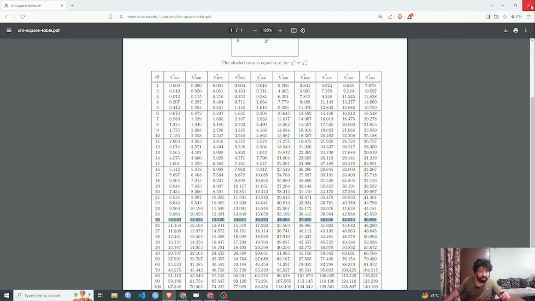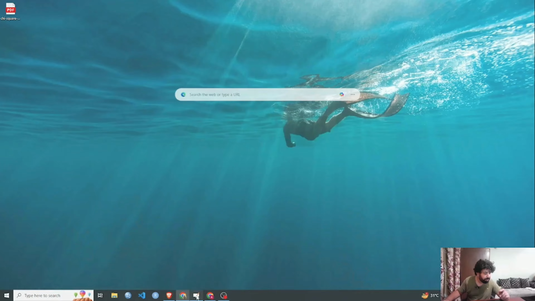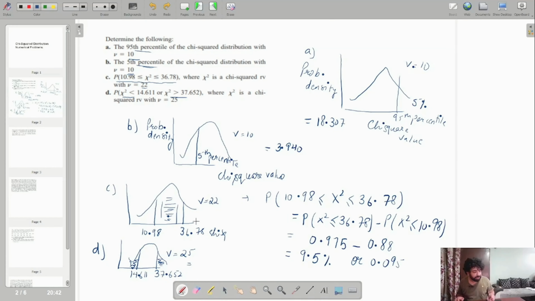So I'll go back to open board, and here since I can subtract 1 minus the value I'll get for 14.611, which is 0.95, and then I can add to it the value I'm getting for 37.652, which is again 0.05. So I can write 0.05 plus 0.05. So the solution for this one will be 0.10, or I can say 10%. All right, so that is the solution for this one.